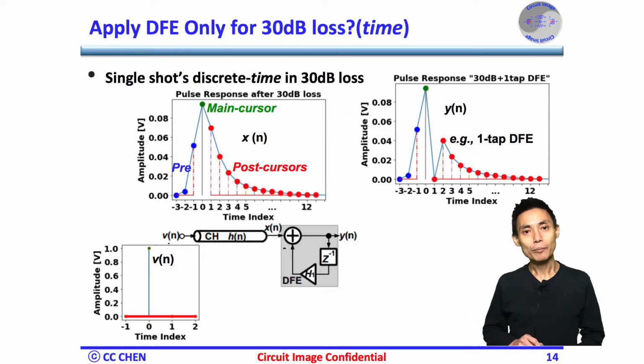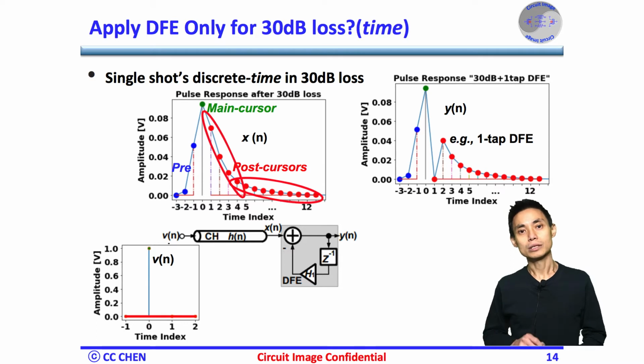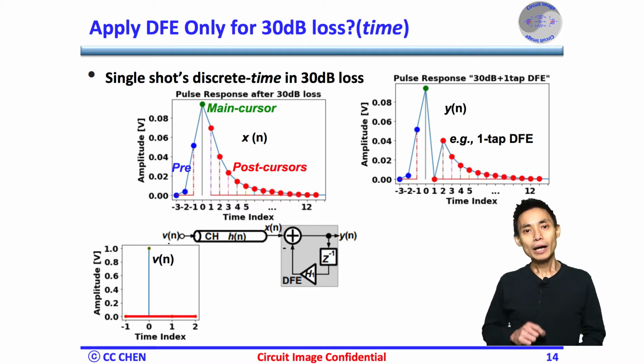Let's look at the time domain with a single shot discrete time and the 30 dB response. The channel's frequency response of the 30 dB loss at the Nyquist rate will mainly have the blue first precursor and lots of red post cursors. The main cursor current bit is the green one. If we apply the one-tap DFE, then you will remove the first post cursor completely, but leave others as shown here.